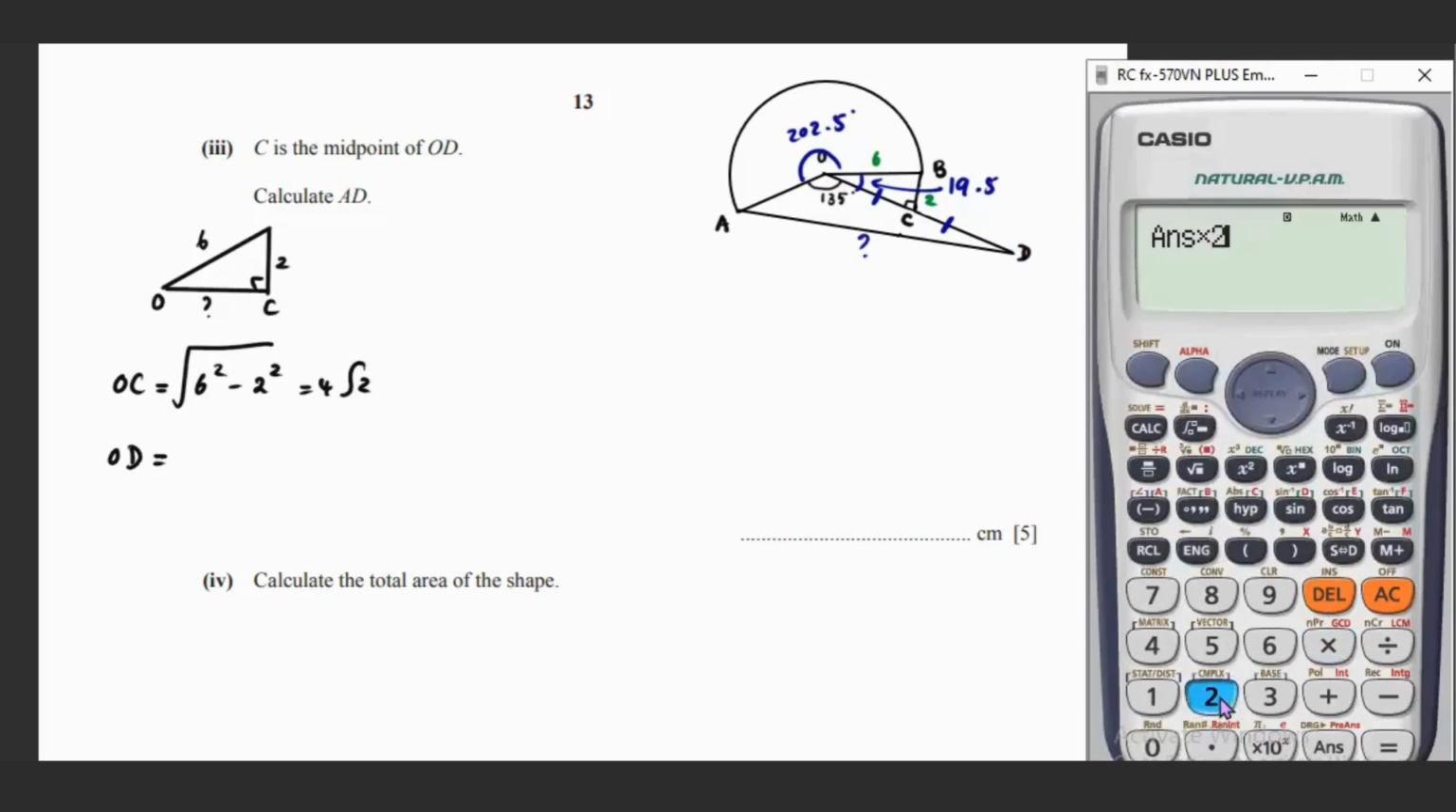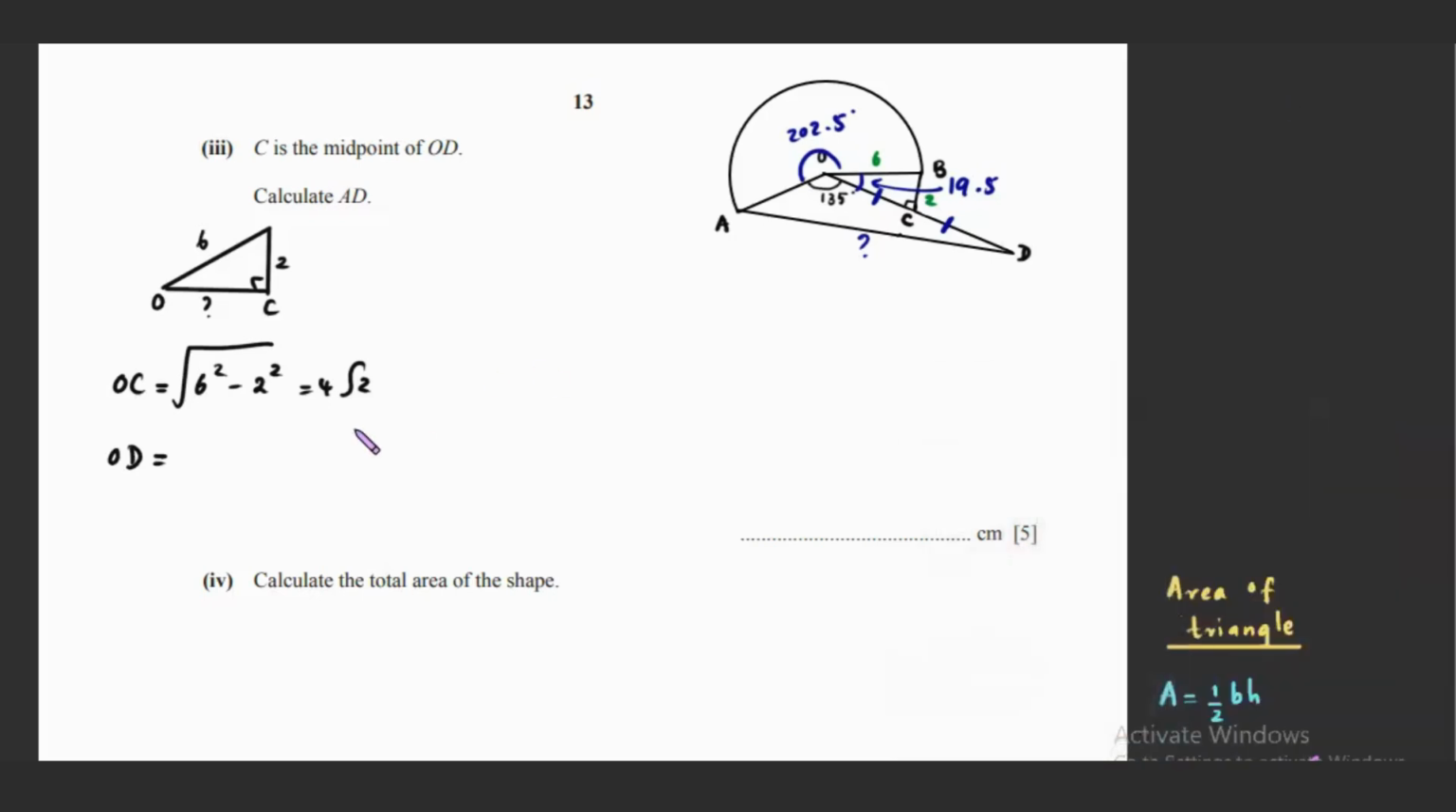So I need to times this by 2. When I do that, I get 8 root 2, which is the same as 11.31. So I'm going to write this 11.31 here. That is the length of OD.